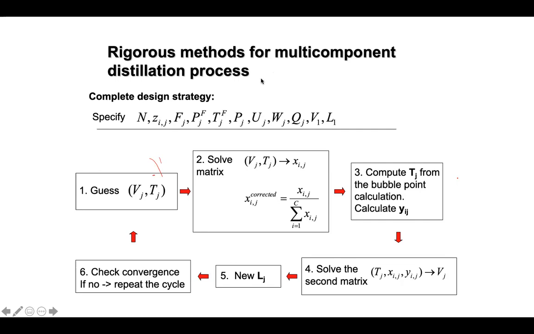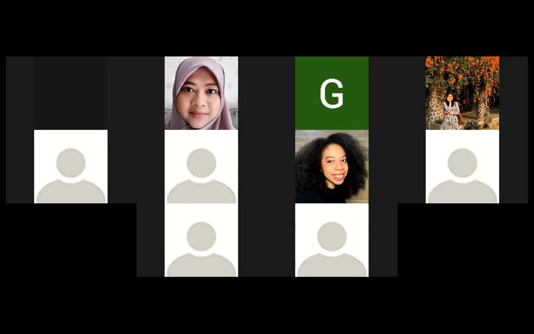Usually the distillation group is determined by the lecturer, ditentukan oleh dosen. But for the packing column group, you can choose who your friends are. So it's really up to you. But we only have 10 people here, so maybe only around three groups. All right, any questions?